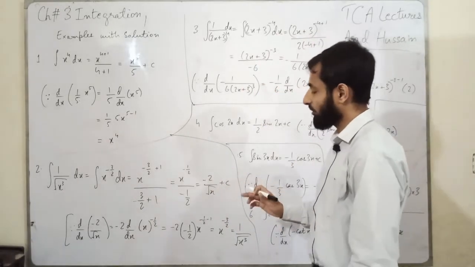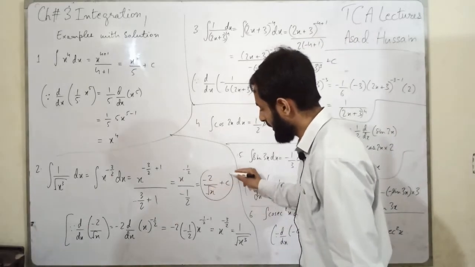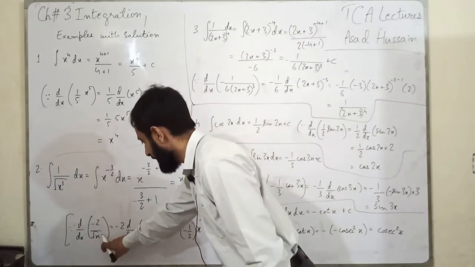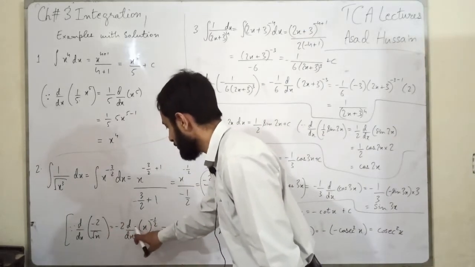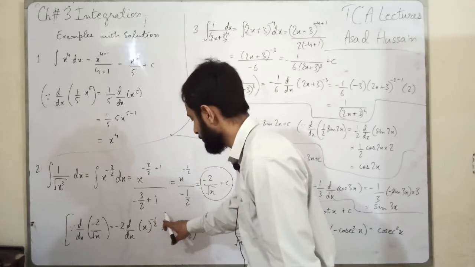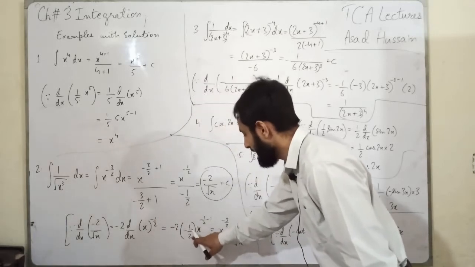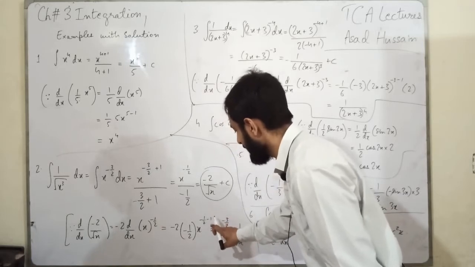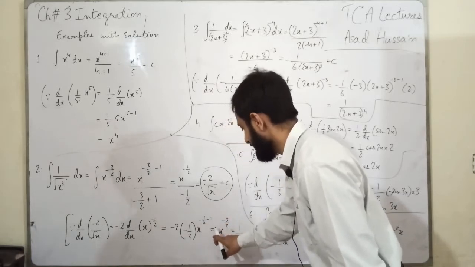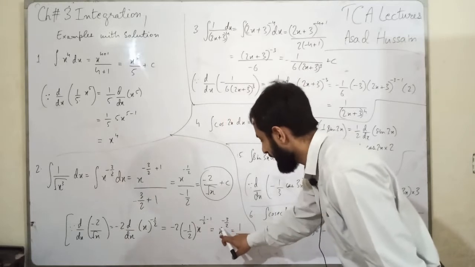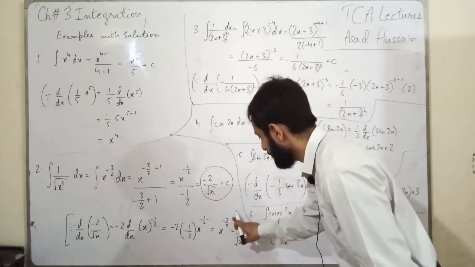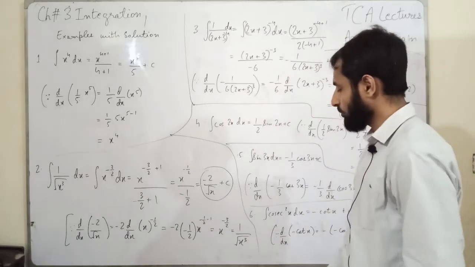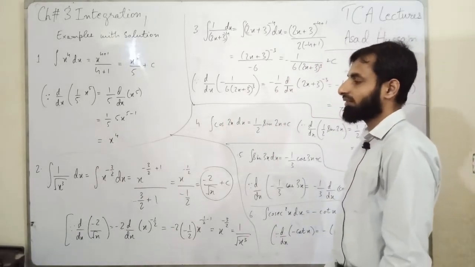To verify this, we will take the derivative of this answer. Taking the derivative, minus 2 over under root x is equal to minus 2 times the derivative of x raised to power minus 1 by 2, and the derivative would be minus 1 by 2 x raised to power minus 1 by 2 minus 1 into derivative of x, which is 1. By simplifying, we get x raised to power minus 3 by 2, which can also be written as 1 over under root x cube. So this formula is also verified.